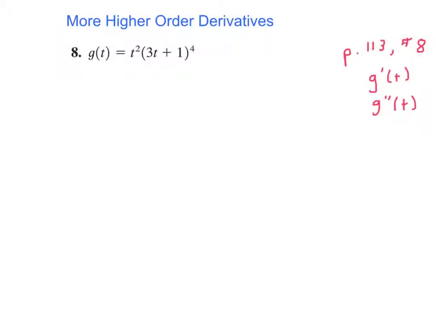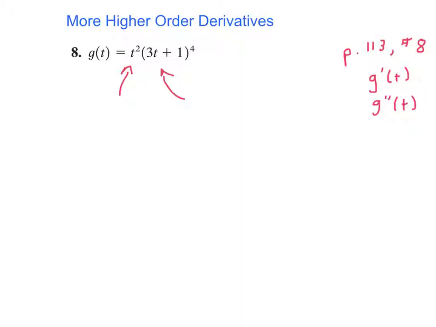Let's look at an example that asks for higher order derivatives where there's a combination of a product and also the chain rule involved. So what we need to do is, when you look at these functions, try to see what the overriding principle is. In this case, this is a product. We have two factors. We have this t squared factor and we have the 3t plus 1 raised to the fourth power as a factor.